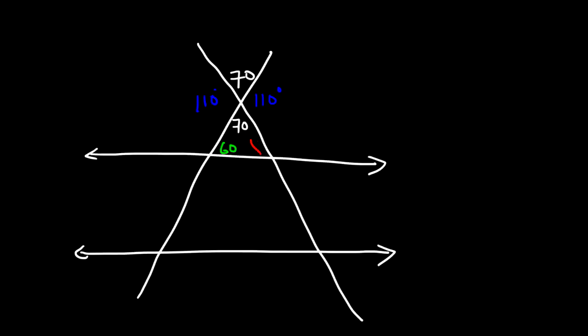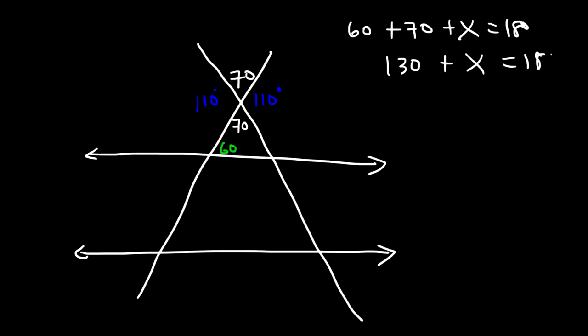So now let's find the missing angle, angle x. So 60 plus 70 plus x has to add up to 180. 60 and 70 is 130. And 180 minus 130 is 50. So therefore this angle is 50. Now that we have all three angles of that triangle, we could find everything else.